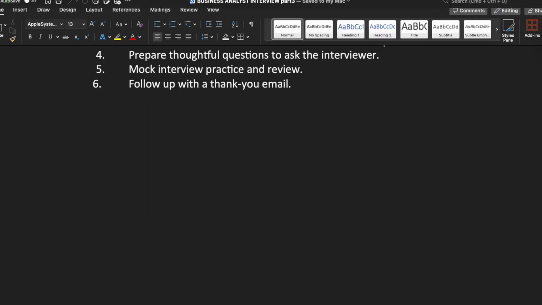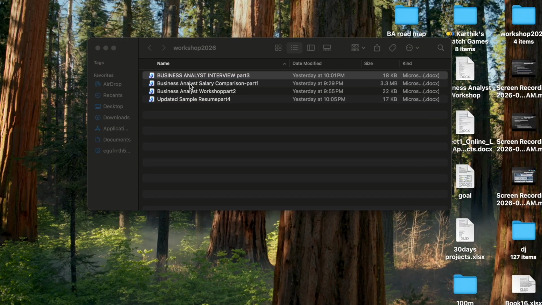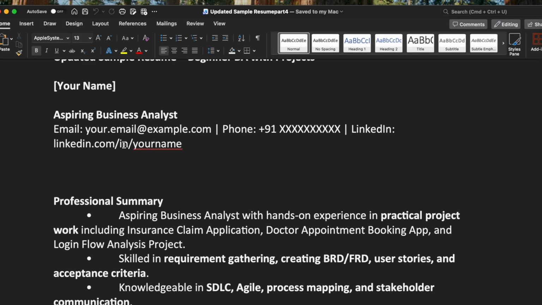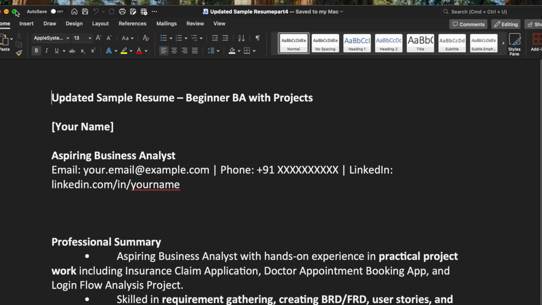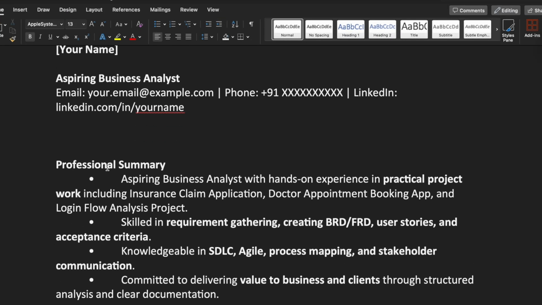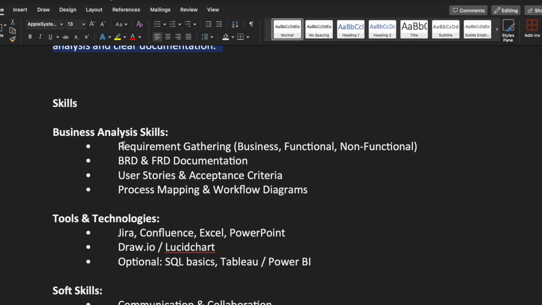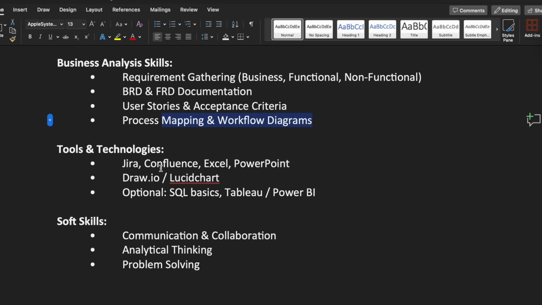For your practical experience, you can write that today we discussed the insurance claim project, and I think we can enhance the booking appointment and authentication or login flows. You can take a look at the sample resume I have put here and how you can update your resume for your applications.